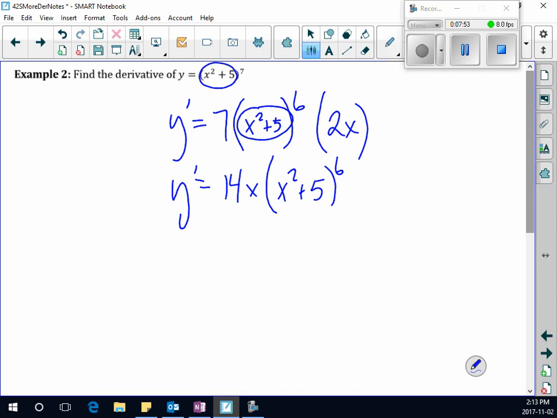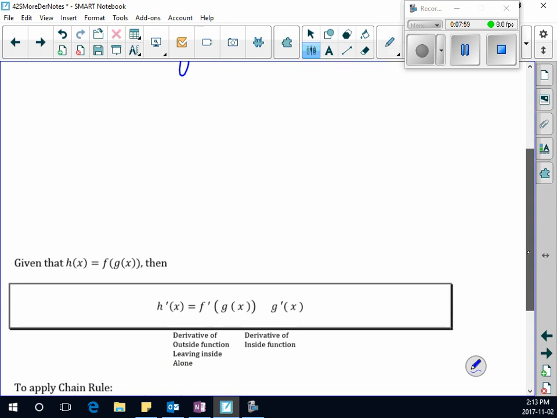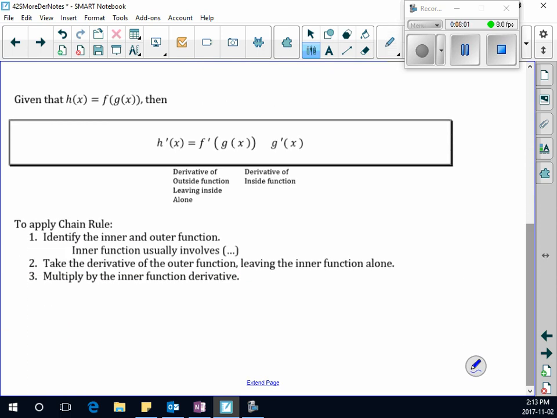You want to take a second derivative, you're saying? Or what are you saying? Okay, let's just relax here. So the way it works is if you have a function composed of another function, it is the derivative of the outside function leaving the inside alone, times the derivative of the inside function.